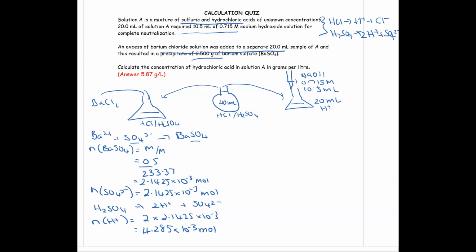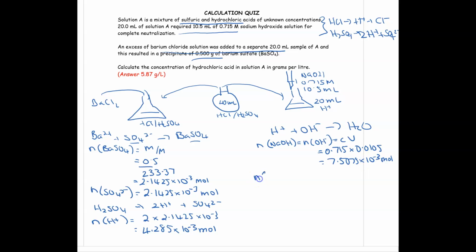Okay, so I'm going to stop there for a moment and go to the other side of the equation, the other part. So here we had hydrogen ions plus hydroxide ions gives water. Now it's easier to just treat them as hydrogen ions because that's all they are. It doesn't matter where they came from, they're just hydrogen ions. So the number of moles of sodium hydroxide is equal to the number of moles of hydroxides, which is equal to CV, which is equal to 0.715 times 0.0105. It comes out to 7.5075 by 10 to the negative 3 moles.